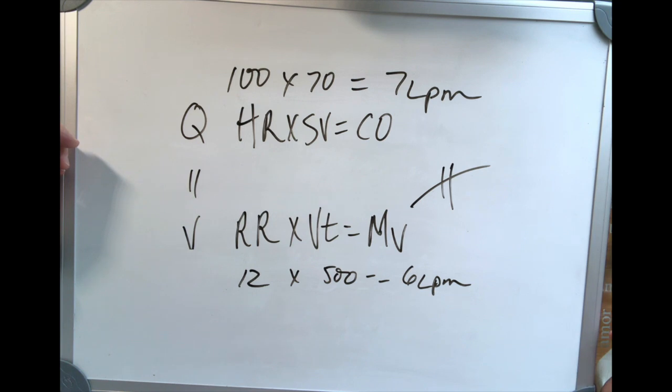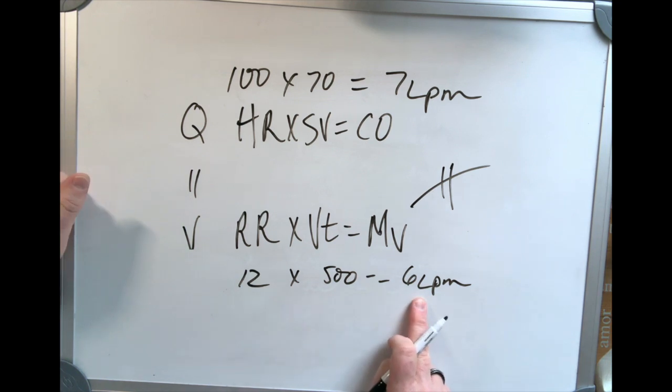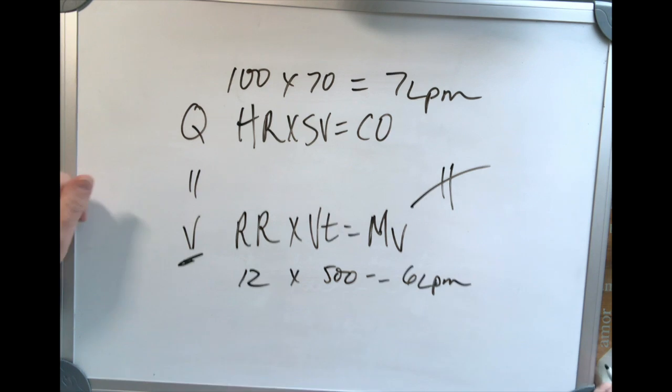So this would be typically the person that's on the treadmill and running at the gym. They get their heart rate up to 100, they move 7 liters per minute. They're at a deficit on the ventilation side, so they have a VQ mismatch. Where's the problem? It's on the ventilation side.